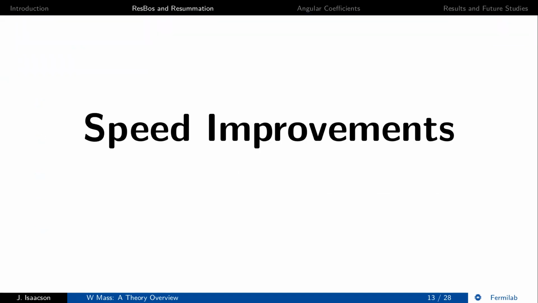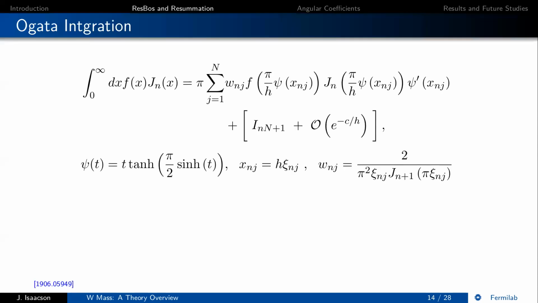Before I get into the results, I just want to highlight, as I mentioned, that there are a lot of issues with computational costs. So I want to highlight some of the speed improvements that went into this code to really allow us to push to this higher accuracy. The previous version of the ResBos code would not have been able to do this in a reasonable amount of time. These speed improvements really helped to make the code actually usable and able to get results in a short enough period of time.